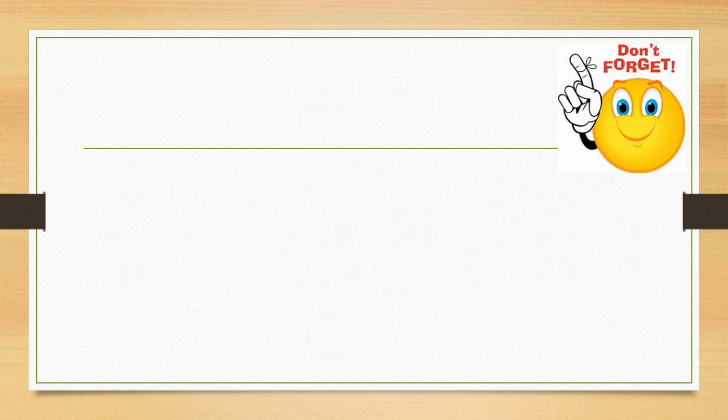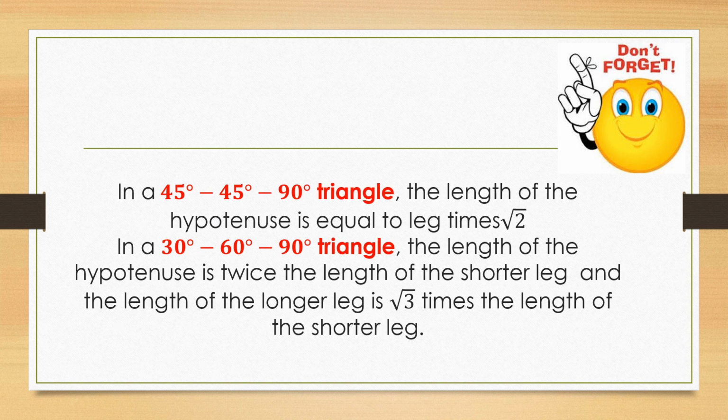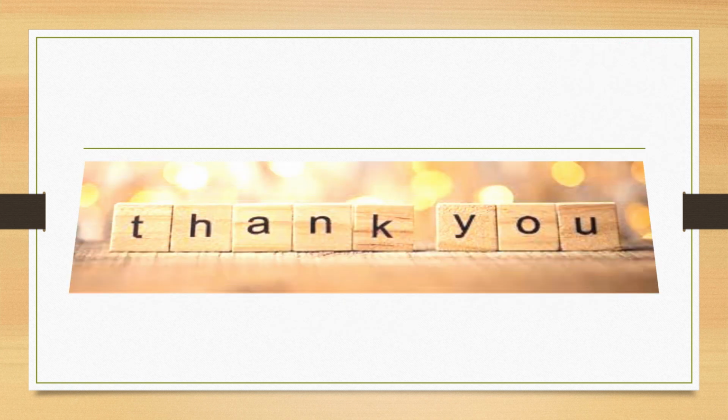So, don't forget that in a 45-45-90 degrees triangle, the length of the hypotenuse is equal to leg times square root of 2. In a 30-60-90 degrees triangle, the length of the hypotenuse is twice the length of the shorter leg, and the length of the longer leg is square root of 3 times the length of the shorter leg. That's the end of our lesson.